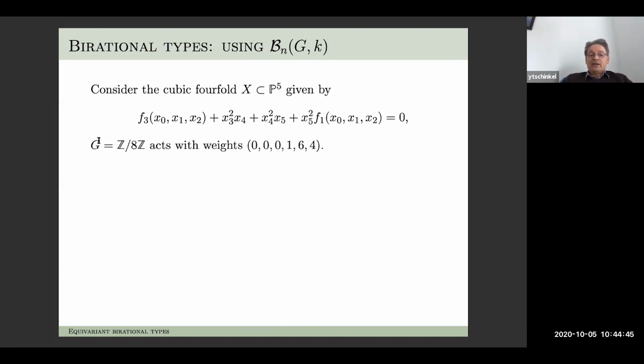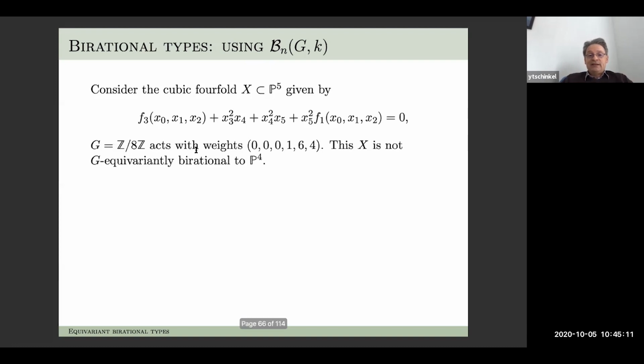So I look at the action of Z mod 8 on this cubic fourfold. Here F3 is a cubic polynomial in x0, x1, x2, and F1 is linear. And so the weights are 0, 0, 0, and then 1, 6, 4. So 1 plus 6 is 7, so 8. B4 of Z mod 8 is 0, as I mentioned before.